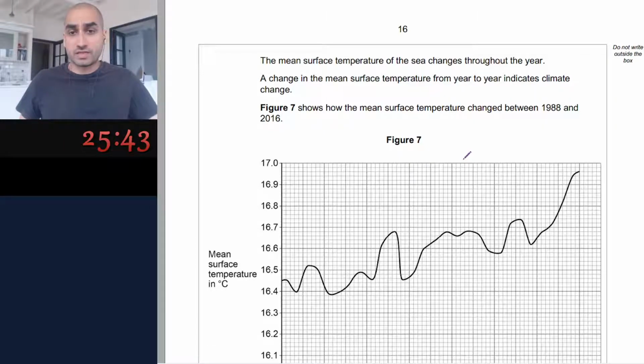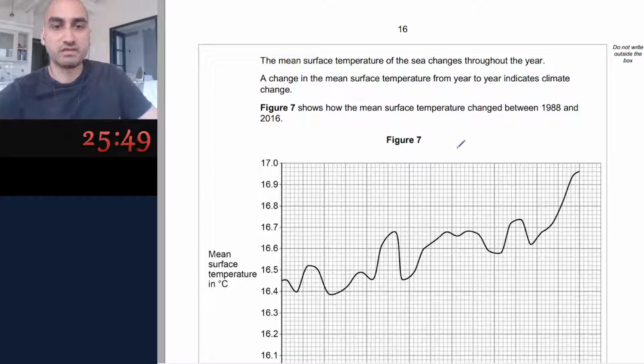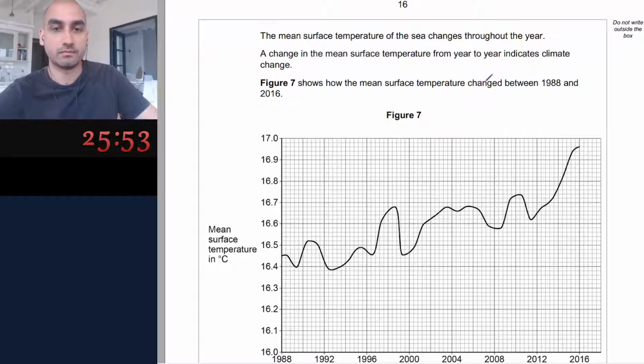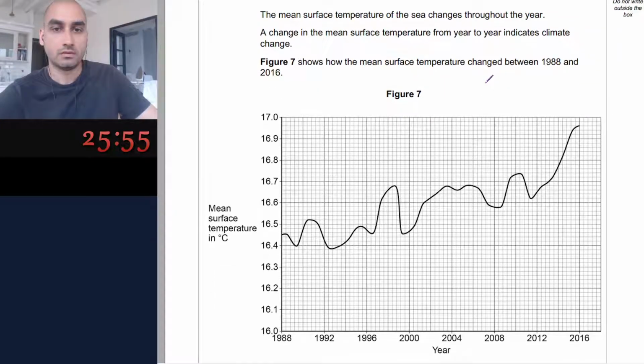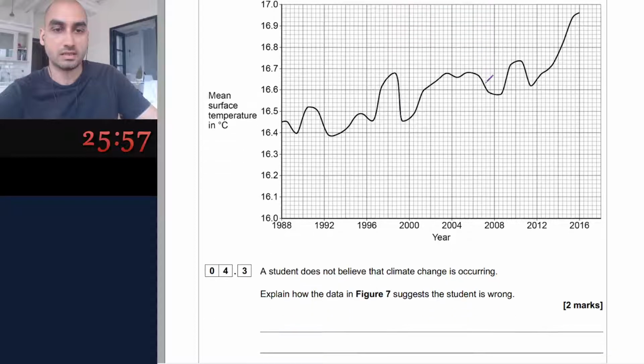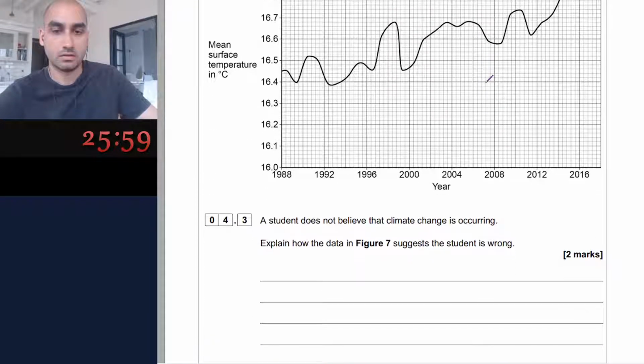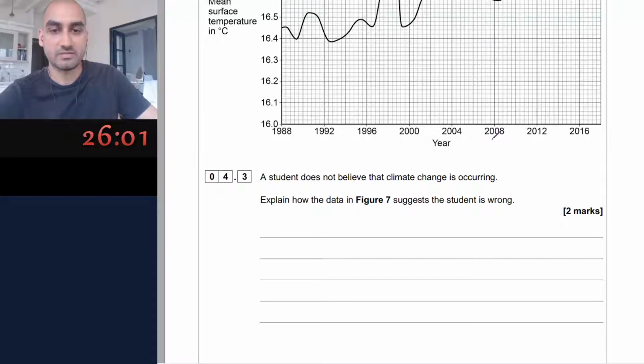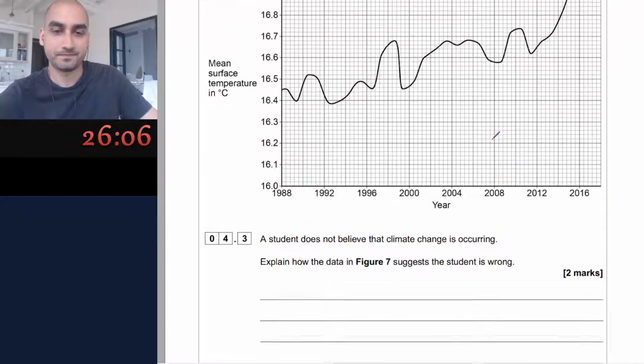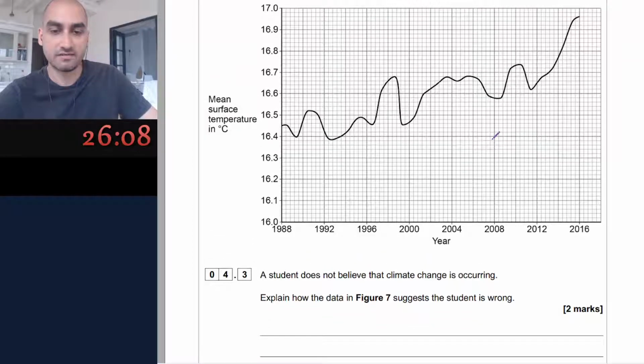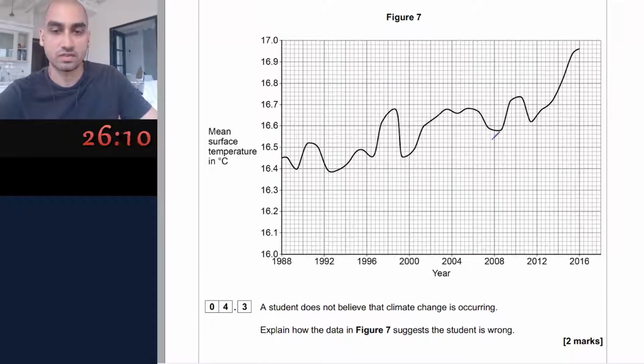The mean surface temperature of the sea changes throughout the year. A change in the mean surface temperature from year to year indicates climate change. Mean surface temperature, 1988 to 2016. The student does not believe that climate change is occurring. Explain how the data in figure 7 suggests that the student is wrong.